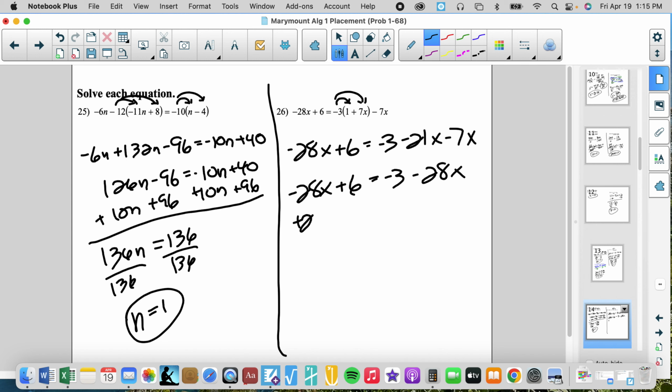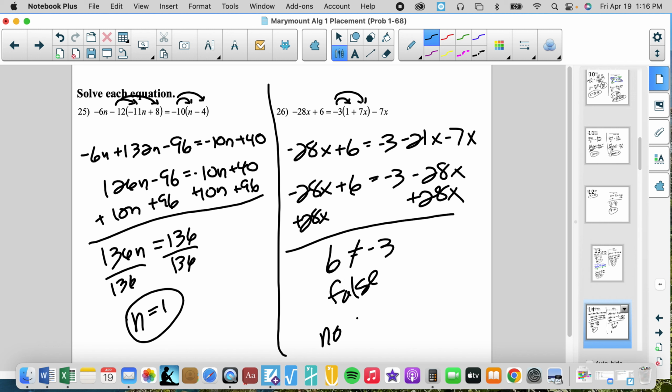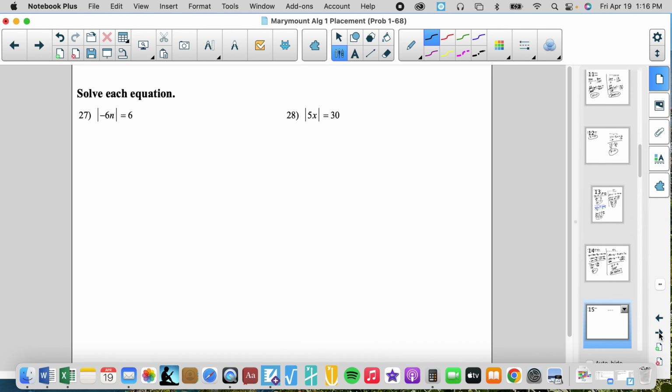We're going to move the variables first. This example is why we move variables first. We get 6 equals negative 3. That's a false statement. So the answer is no solution. There's no solution because my variables canceled out and my constants did not make a true statement.